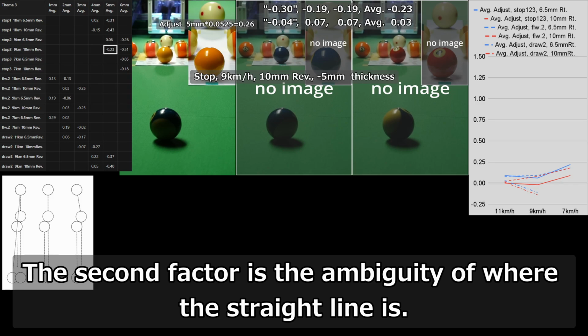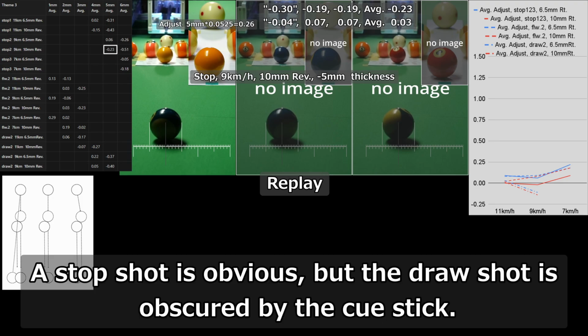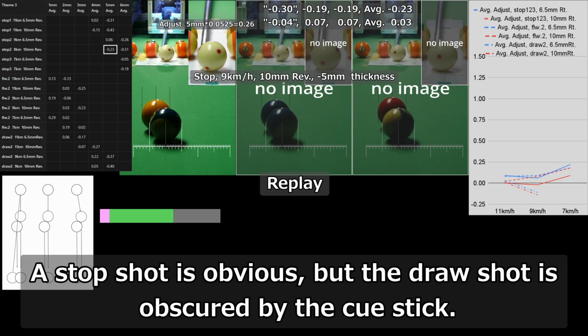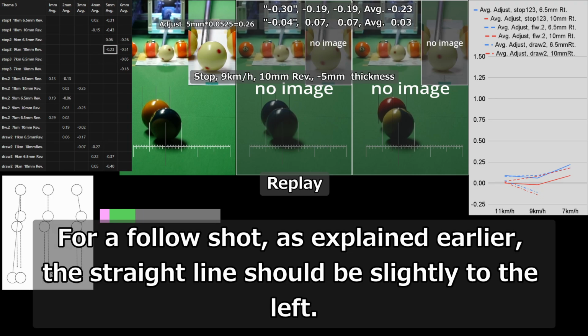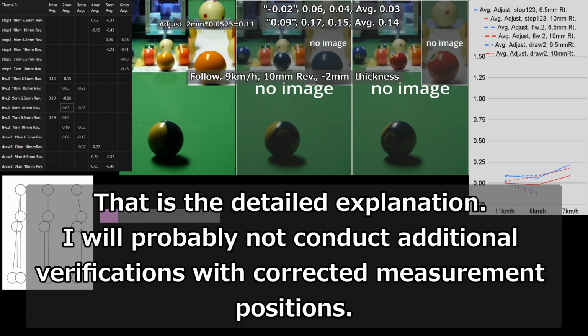The second factor is the ambiguity of where the straight line is. A stop shot is obvious, but the draw shot is obscured by the cue stick. For a follow shot, as explained earlier, the straight line should be slightly to the left. That is the detailed explanation.